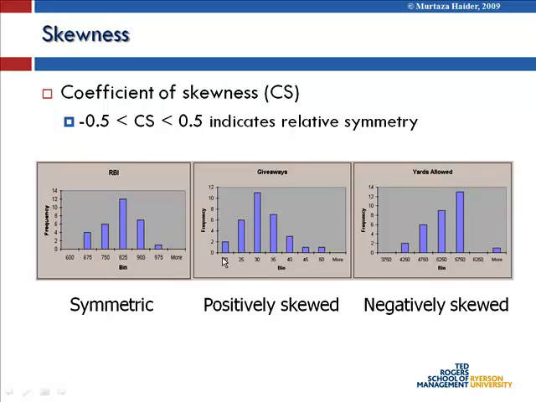If you have positively skewed data, then you would have the bulk of the data towards the left, and then it declines. And if you have negatively skewed data, you have very large observations towards the right. This is called the coefficient of skewness.